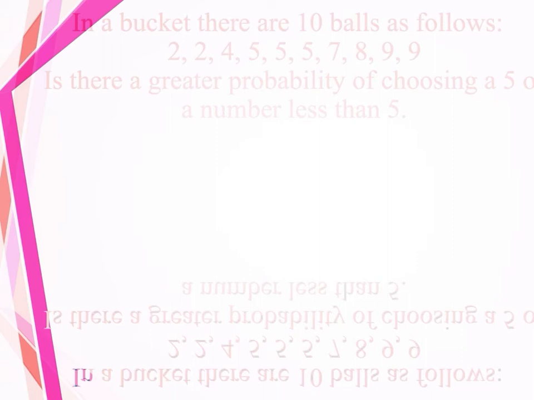Now let's find the probability of choosing a number less than 5. There are 1, 2, 3 numbers that are less than 5, and there are 10 balls. So, actually, the probabilities are equal to each other. The probability of a 5 is equal to the probability of it being less than 5.